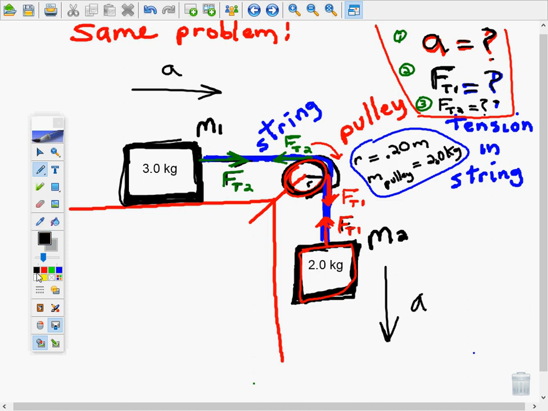We're going to look at this mass right here. We're going to look at this pulley right here. And we're going to have to look at this mass here. And we're going to apply law number 2 from a man named Newton to each of these three objects.